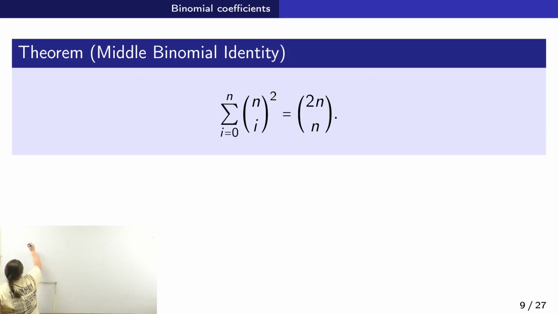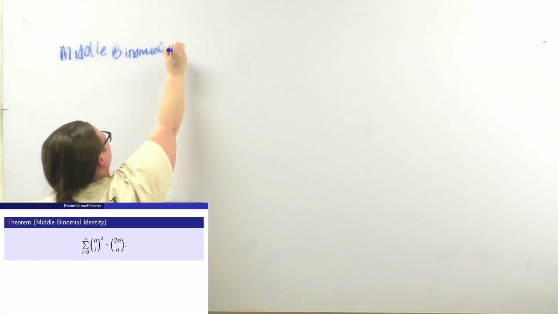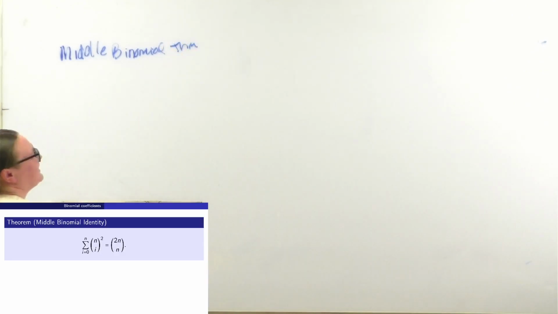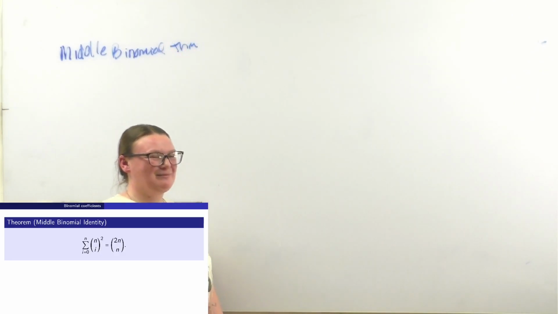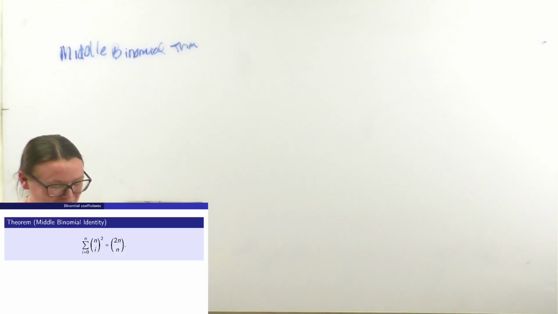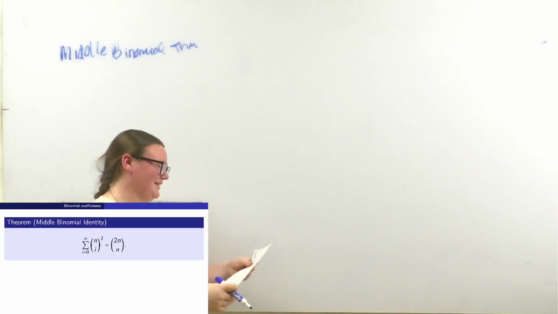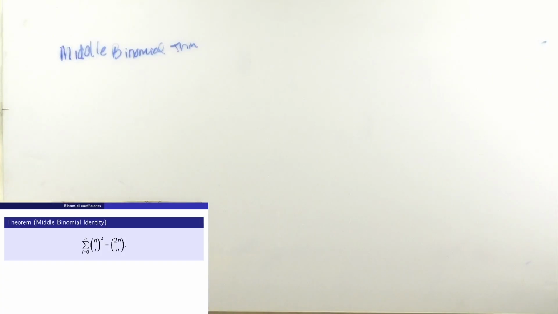Okay, so now we have the middle binomial identity. Any other middle children out there? This one's for us. You know, when your siblings are born and your parents are like, oh, what a nice little older binomial. And then you're born and they're like, oh, what a nice little middle binomial.